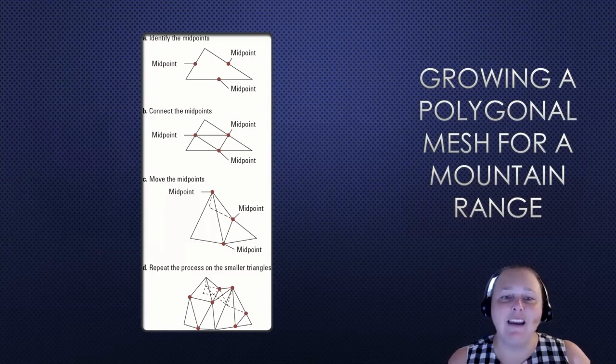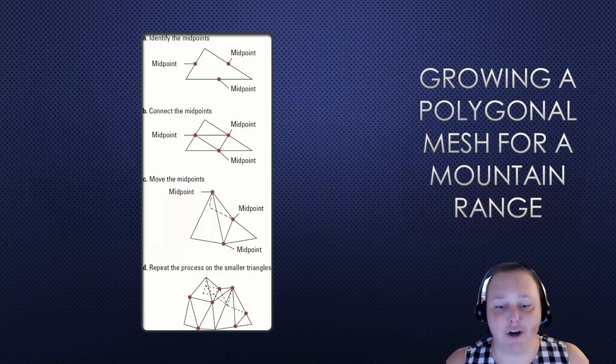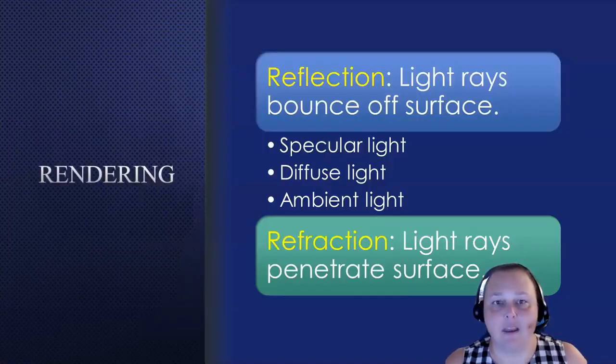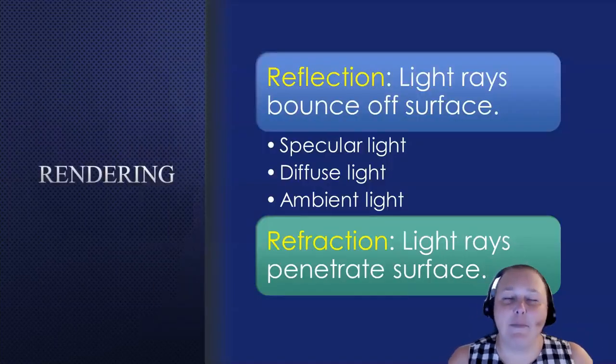So every time we connect these midpoints, the midpoints are all connected. You make an additional triangle and then pull that triangle, either push it in or pull it out to show some depth. Now, rendering, remember what rendering is?